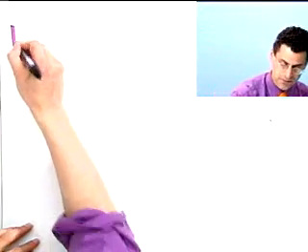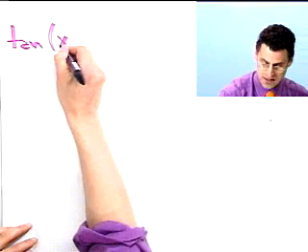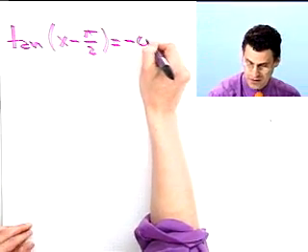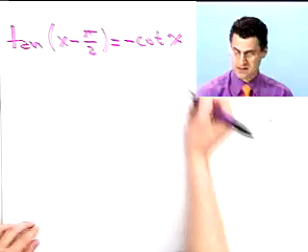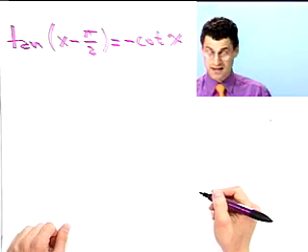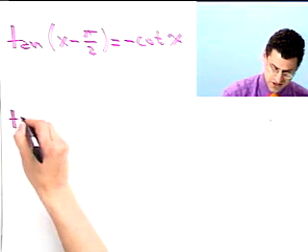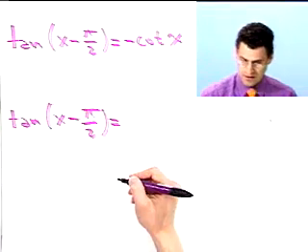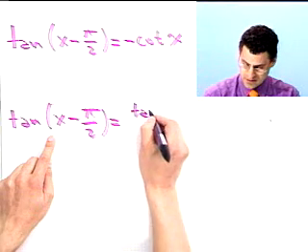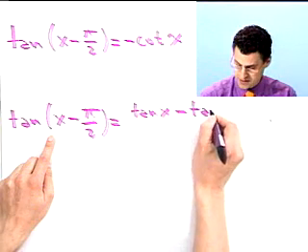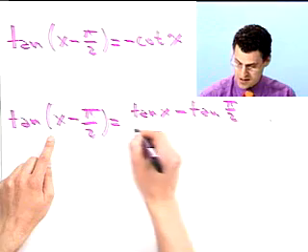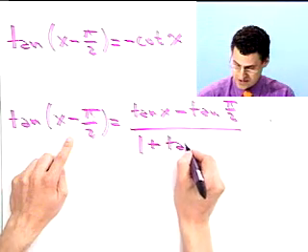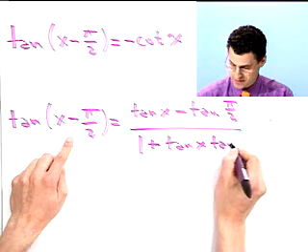Let's try one last one. Let's verify that tangent of x minus pi over 2 equals minus cotangent of x. So let's see what happens now. I'm looking at tangent of x minus pi over 2. So what do you do there? Well, there I've got tangent x minus tangent pi over 2. And I divide that by 1, and then I switch the sign, plus tangent x times tangent pi over 2.